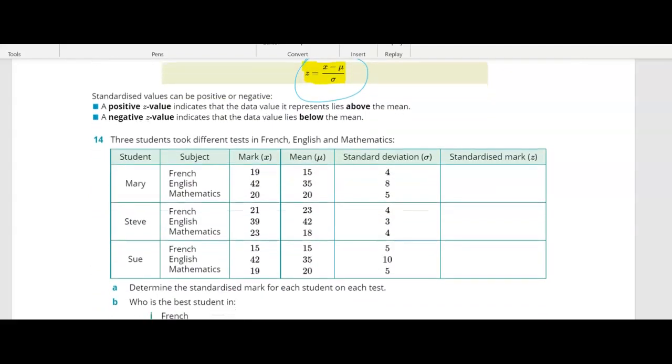All right, so standardized values can be positive or negative, which we've just realized. So a positive Z value indicates the data is above the mean, okay? So remember, a tall person would have a positive Z score, and a negative Z score means you're below the mean. Doesn't mean that anything is better or worse, it just means where you fit in relation to the mean.